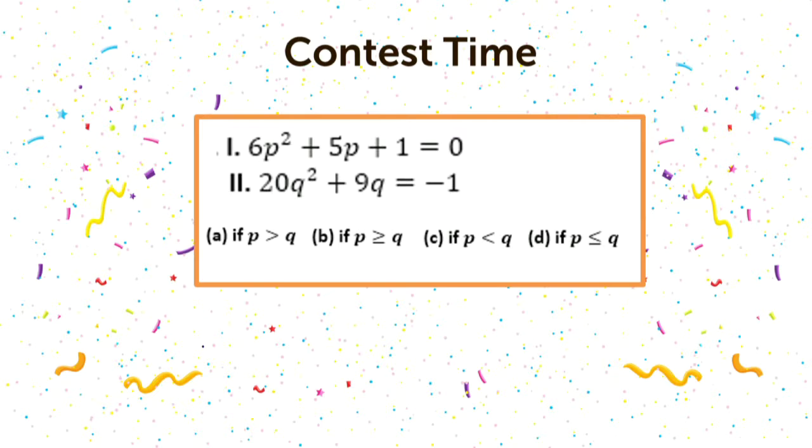6p square plus 5p plus 1 equal to 0. 20q square plus 9q is equal to minus 1. So you need to mark the option which satisfies the condition.